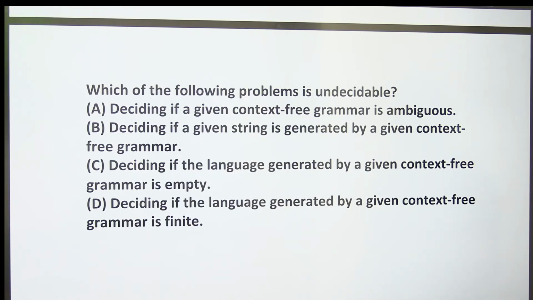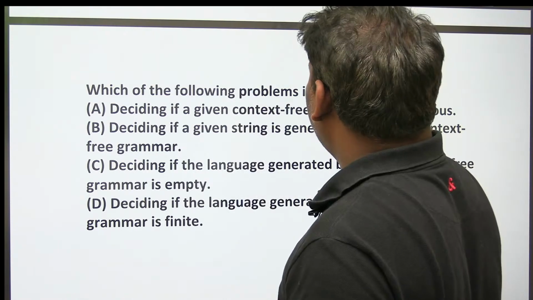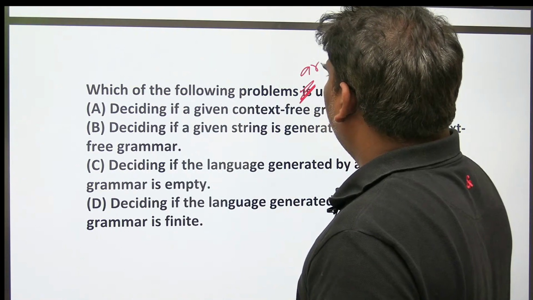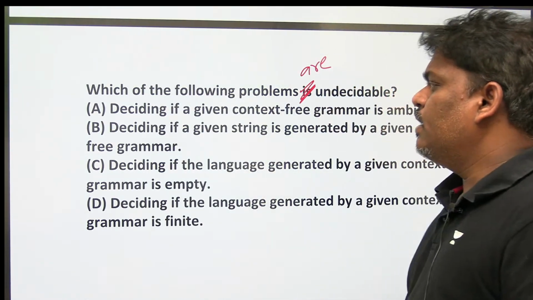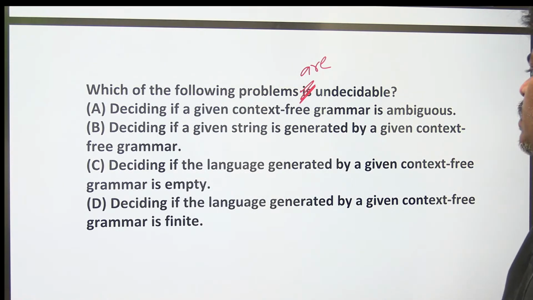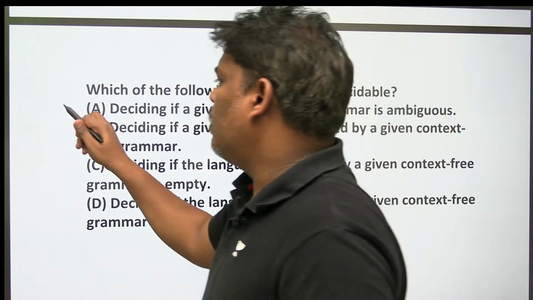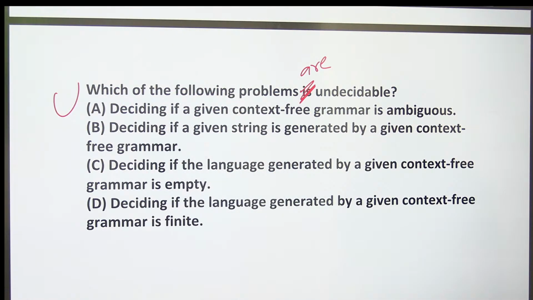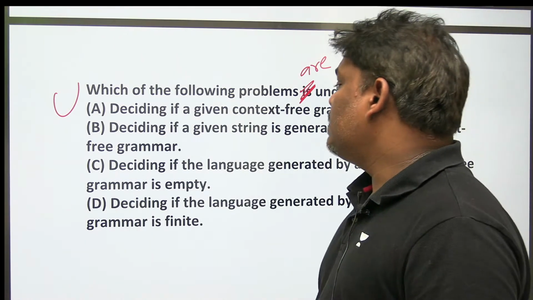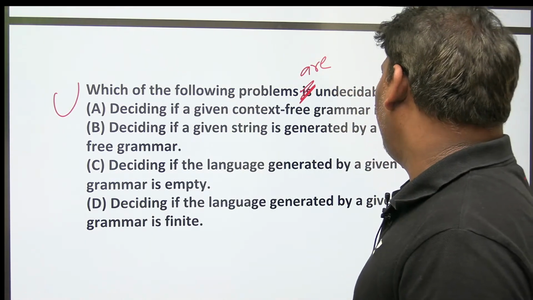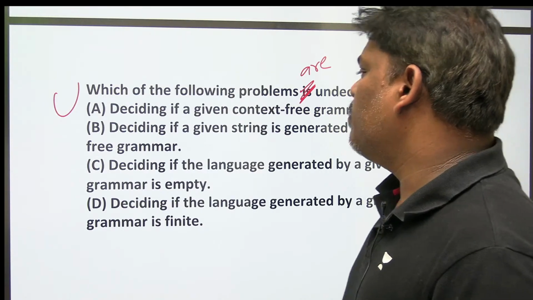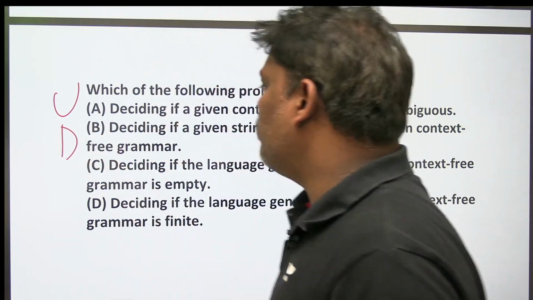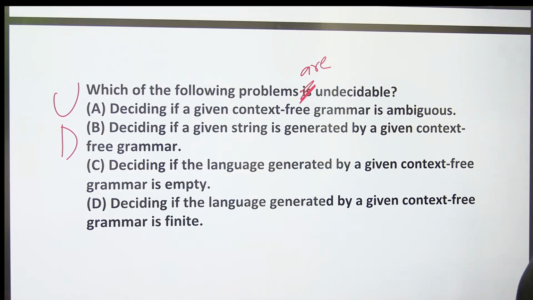Which of the following problems are undecidable? First one, deciding if a given context-free grammar is ambiguous. You cannot, it is undecidable. Next one, deciding if a given string is generated by a given context-free grammar. That is the membership problem, which is decidable.